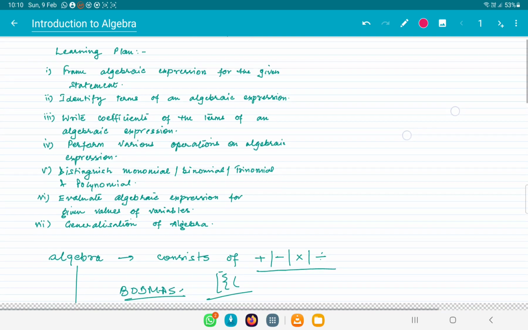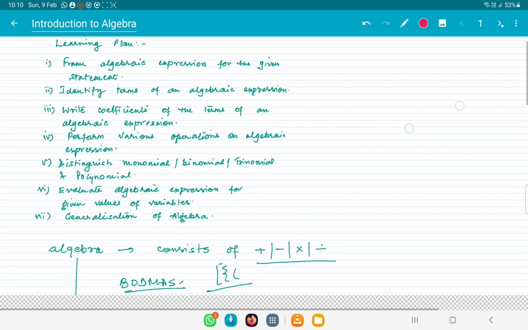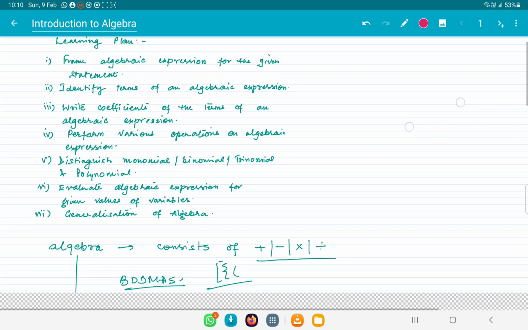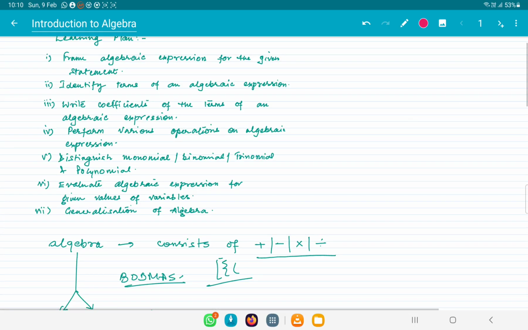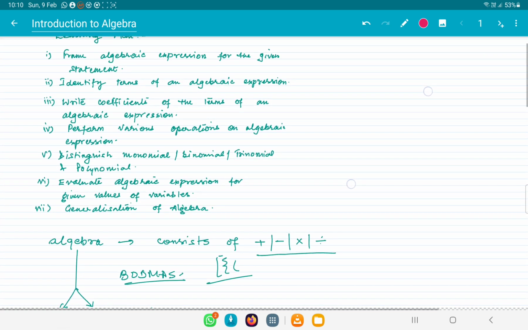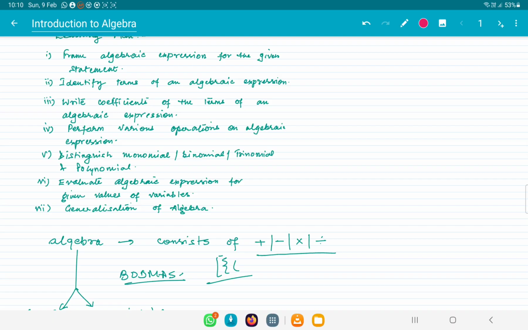Second one, how to identify terms of an algebraic expression. There are different terms in an algebraic expression. These terms can come in the form of monomial, binomial, trinomial, so that you have to find out. Third one is how to find the coefficient of the terms of an algebraic expression. Coefficients can come in numerical coefficients or literal coefficients also.